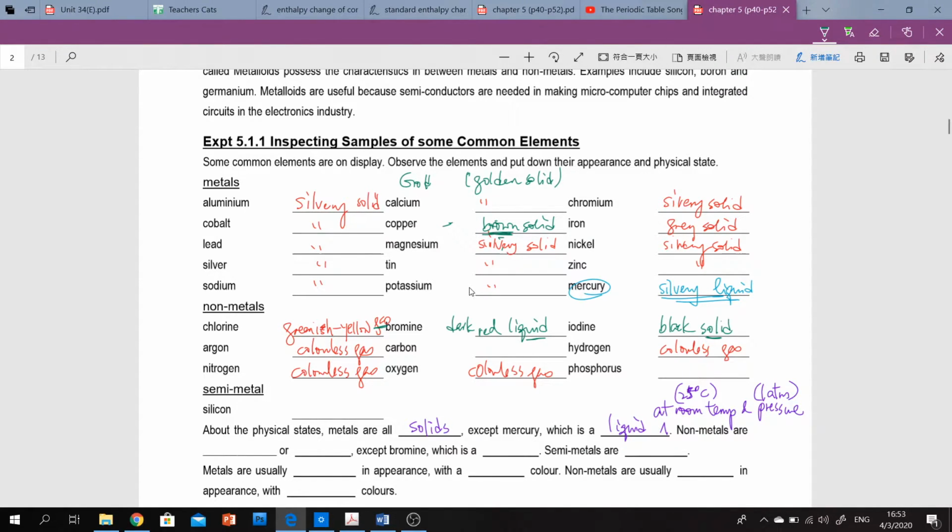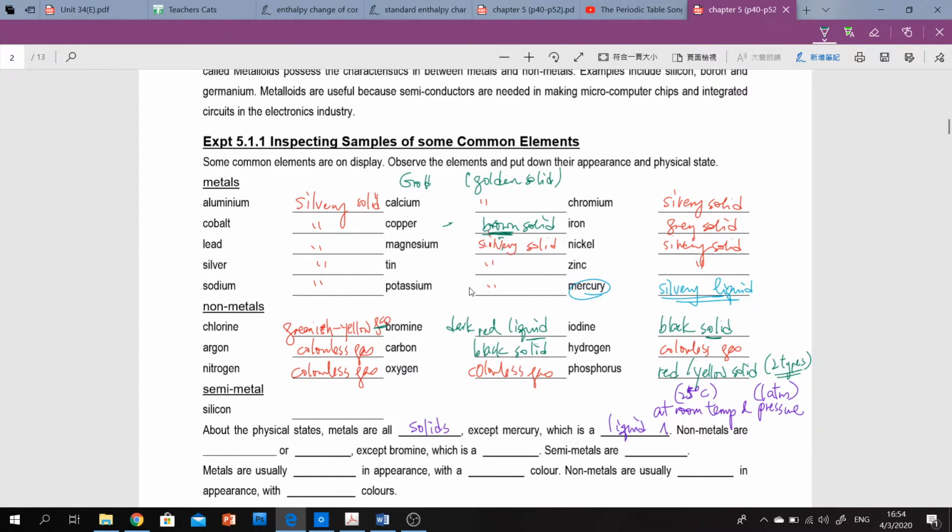How about carbon? Carbon, you know, is a black solid. How about phosphorus? We have two types. One of them is yellow, the other is red. We call them white phosphorus and red phosphorus respectively. So you have two types of phosphorus.